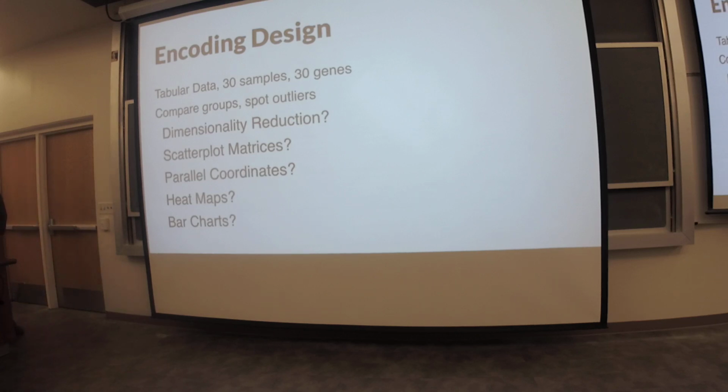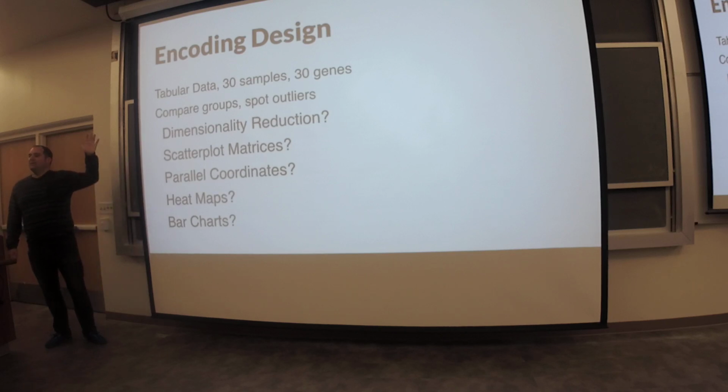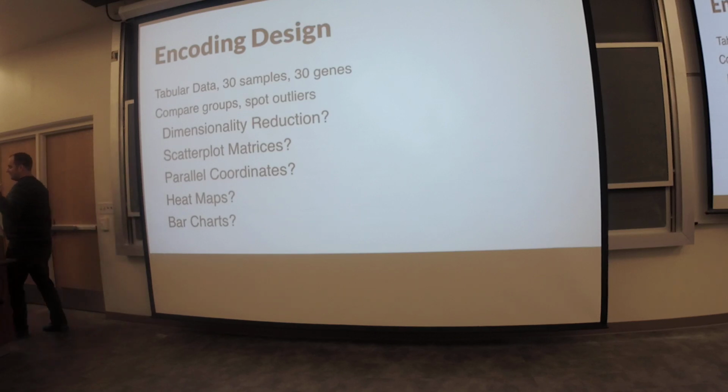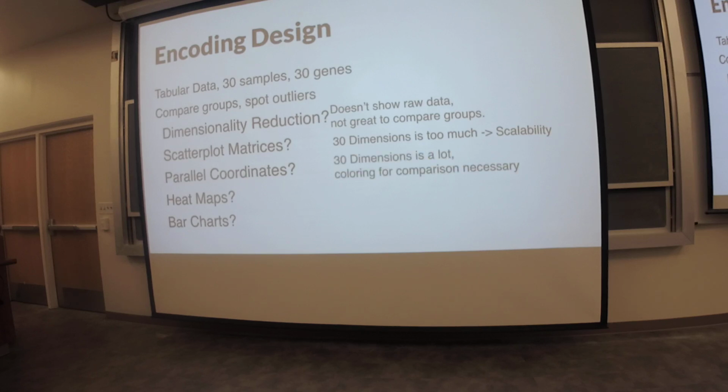We also want to compare groups and spotlight outliers. And so here are a couple of visualization techniques. I could use dimensionality reduction, scatter plot matrices, parallel coordinates, heat maps, and bar charts. So that's my simplified design space for visualizing the 30 by 30 matrix. If I look at dimensionality reduction, it doesn't really show the raw data, and it's not great for comparing groups, so maybe I'll dismiss this. Scatter plots, 30 dimensions is a little bit too much. This is a scalability issue, so I'll dismiss this. Parallel coordinates would work with 30 dimensions, but I need to do some color coding for comparison, so potentially a solution, but maybe not the best one.